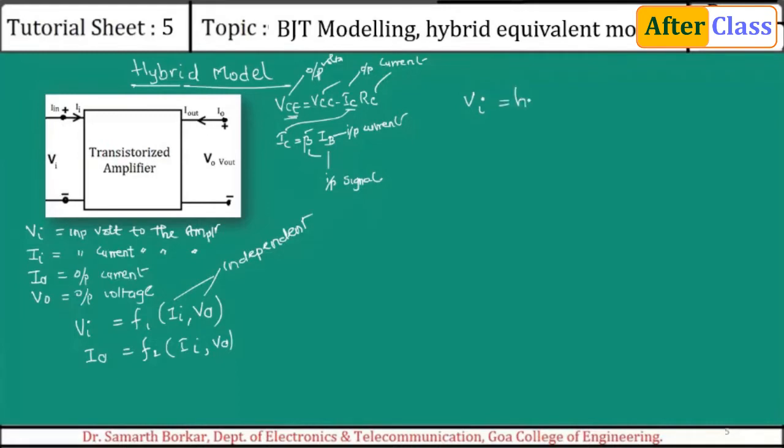Vi equals H11 Ii plus H12 V naught, this is from the two port network, and I naught equals H21 Ii plus H22 V naught. Now these are the four parameters. Okay. And how do we obtain the values of H11? H11 is equal to Vi by Ii. If I want to get the value of H11, I have to set this term equal to 0.